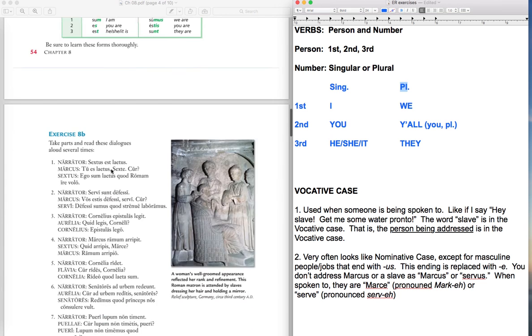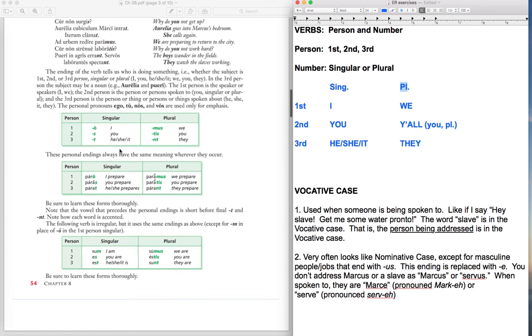Actually, let's see. Maybe we should bring that up right now. Here is the chart right here on page 54. We have person here and number here. So for each person and number, we have a corresponding ending that goes onto a verb. And the example is right here. So if you want to say I prepare, you have this O ending. So now in your mind you have to think O equals I. What does that mean? It sounds like algebra. The S at the end of paras indicates that is a you. You prepare. Paro, paras, parat, paramus, paratis, parant. Why did I take this class? Don't worry, it gets better.